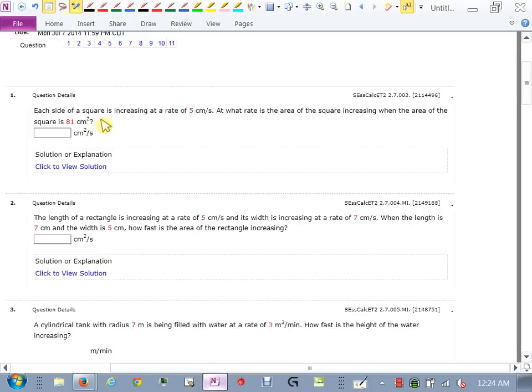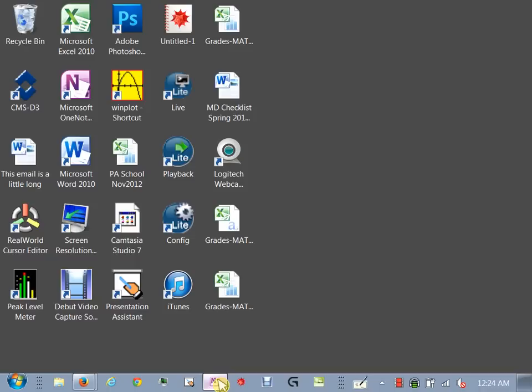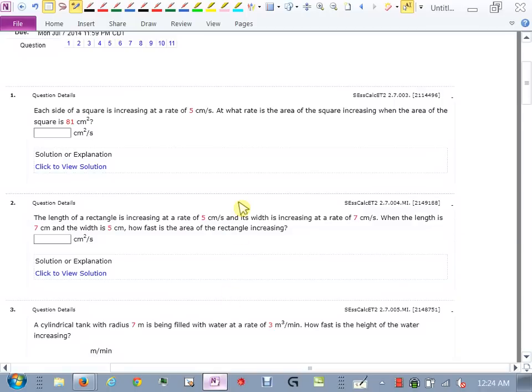So we have each side of a square is increasing at a rate of 5 centimeters per second. At what rate is the area of the square increasing when the area is 81 square centimeters? Let me try it in here and see how this works out. So there are two pictures I'm going to draw. One of them is what I call the general picture, and then the other one is for the instant in time.